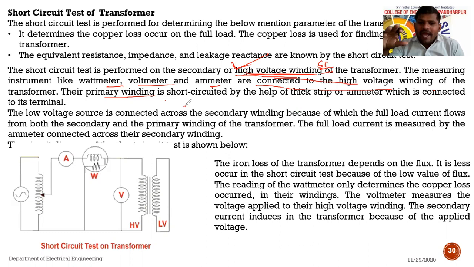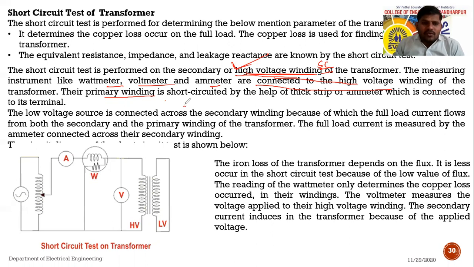So we increase the voltage till the ammeter shows the full load current flowing from the winding. We vary the variac or auto transformer only up to that condition, up to the current flowing from that winding, which is nothing but the full load current. At that situation, the voltage obtained is nothing but the short circuited voltage.